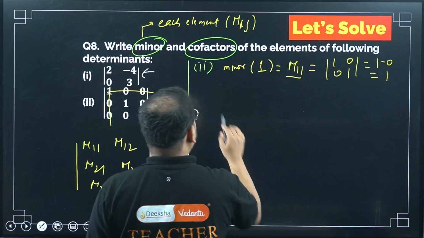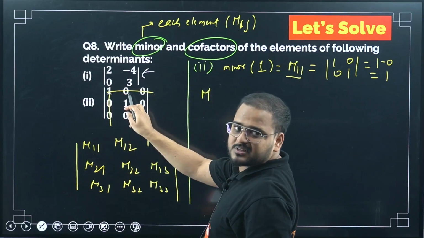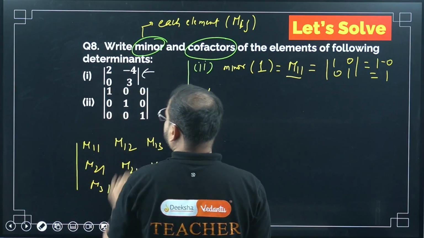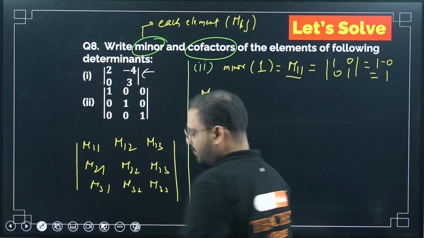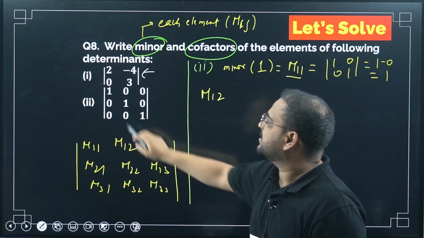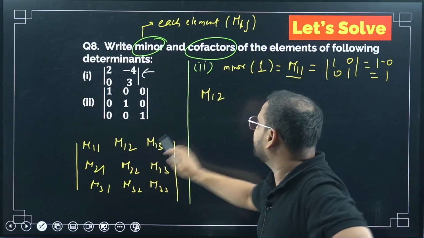Same way, if I write the minor for the second element, which is 0 over here. Please have a look. The second element is 0, so I write it as M12. Why? The element name is M12. Please cross check. So the minor M12 will be given by what?